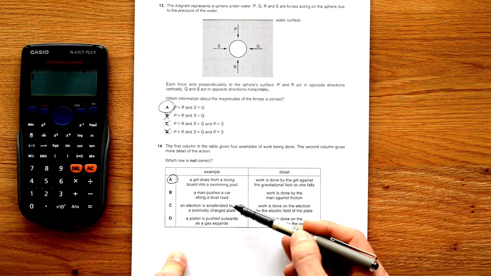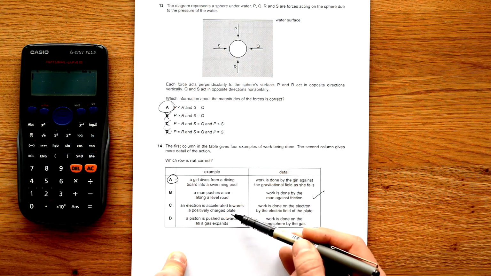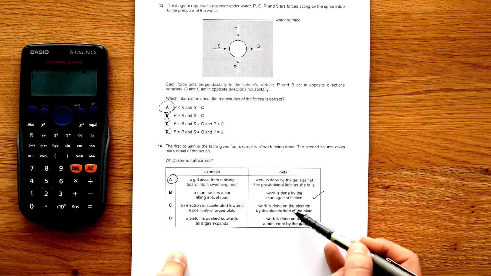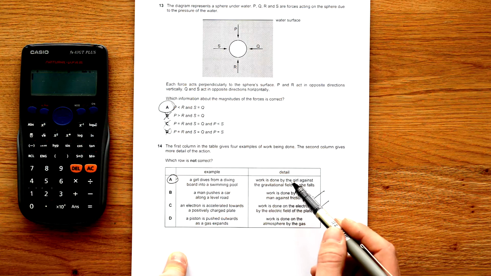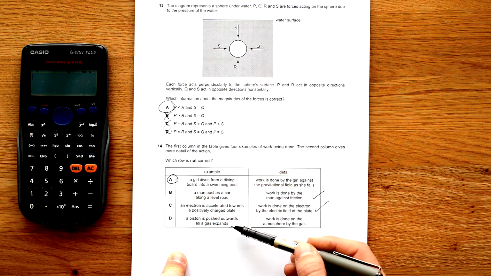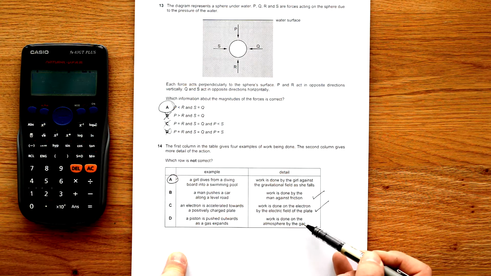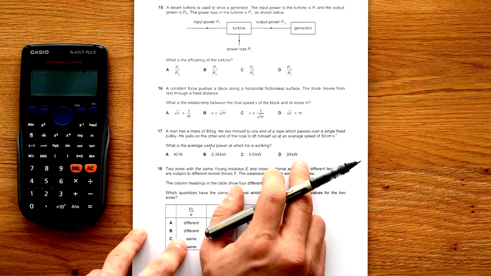Let's just check the other ones. B, man pushes a car along a road, work is done against friction. That's correct. C, electron is accelerated towards a positive charged plate, work is done on the electron. Yes, that's it. Work is done on the electron. Here we have work done by the girl. It's the other way around. D, a piston is pushed outwards as the gas expands, work is done on the atmosphere by the gas. That's also correct.